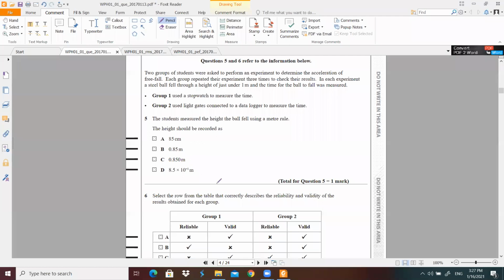Let's see which of these values is given to 3 significant figures. This is 2 SF. This is also 2 SF. This is 1 SF because times 10 to the power doesn't have any SF. So this is 2 SF. Only this value is in 3 SF. So my answer has to be C.